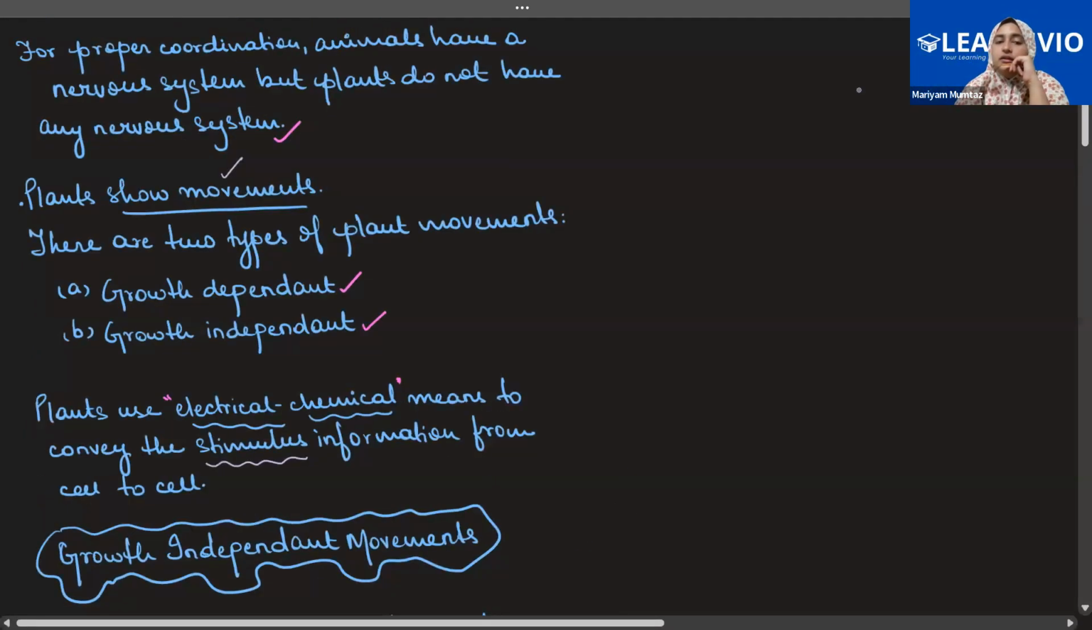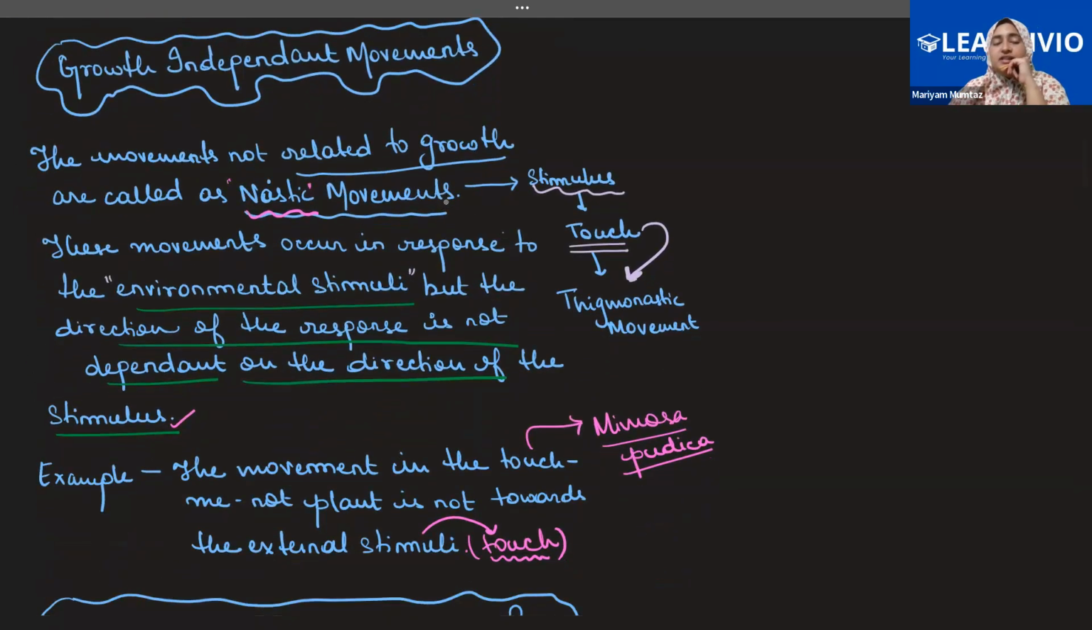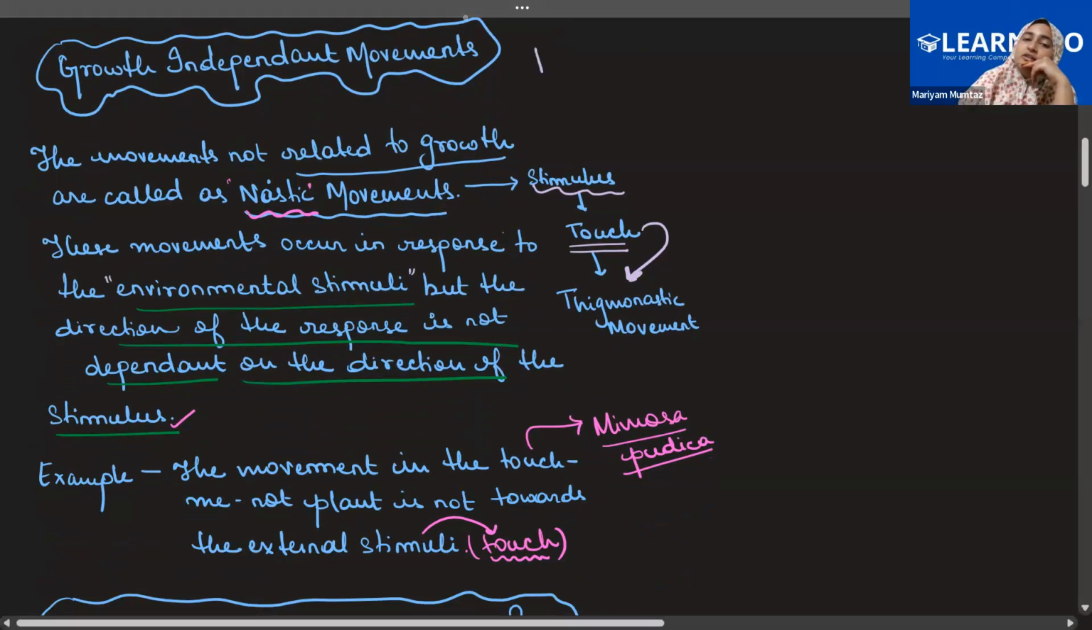So the movements shown by the plants are known as growth dependent or growth independent. Now see, the first case is the growth independent movement. This is what we are going to discuss. Now, these movements are not related to growth in any way. And the other name for these movements is nastic movement. Nastic movement is another name for growth independent movement.